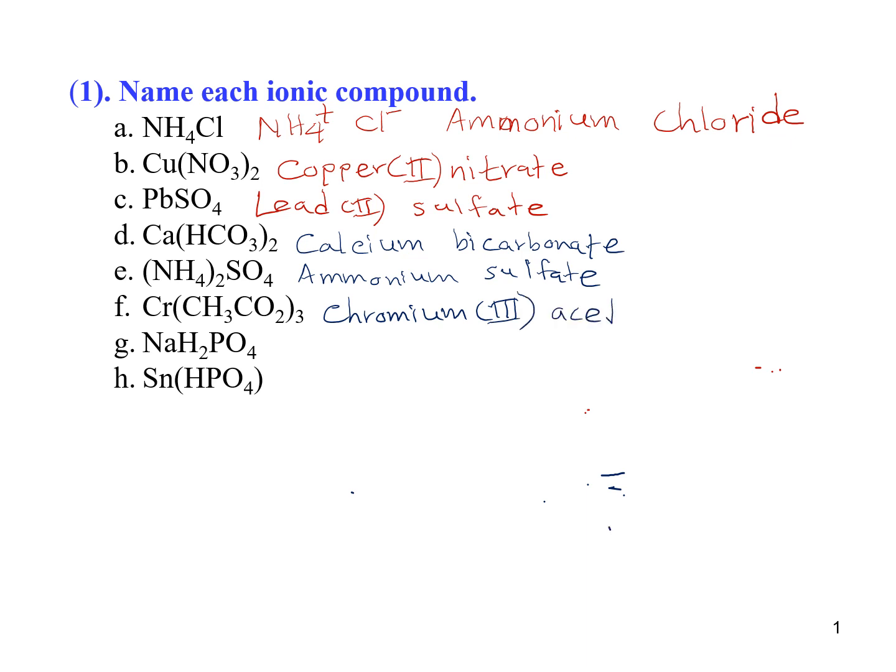Next one, G. Sodium is the cation, and the anion name is dihydrogen phosphate. There are two hydrogens, so we call it dihydrogen. So the name is sodium dihydrogen phosphate.